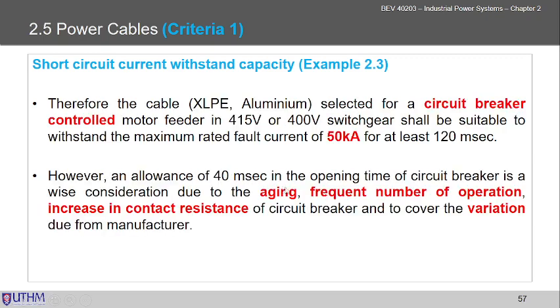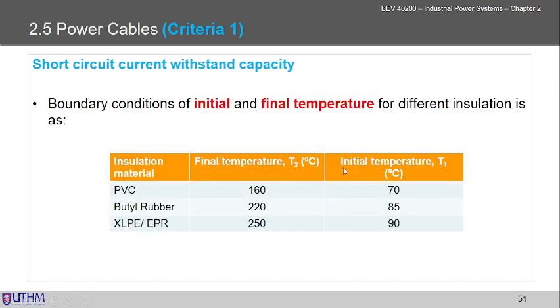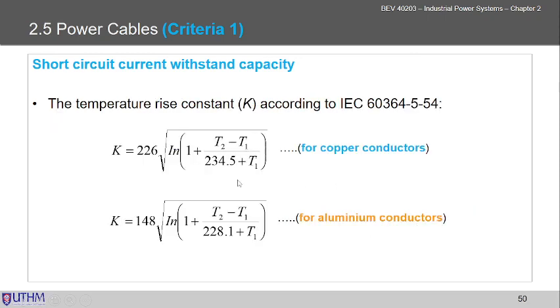Where can we obtain the K? It is aluminium XLPE, so we go back to the previous table. Aluminium XLPE is the 94 here. Otherwise, you can calculate it using this formula: 250, 90, and put them in here. Then you can also obtain the 94.